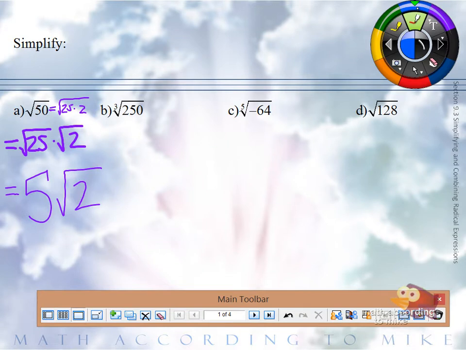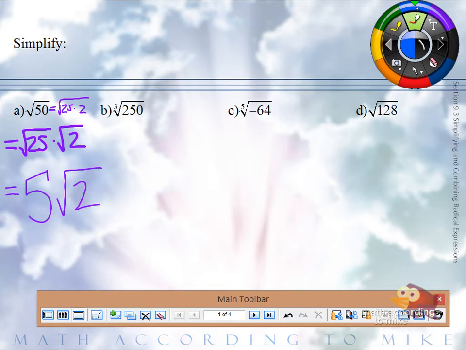So in order to do this correctly, you pull out the largest perfect square for A, in B would be the perfect cube, in C would be the perfect fifth. You always want to pull out the biggest. Otherwise, if you don't, and you'll see this later on, you'll give yourself more work to do.